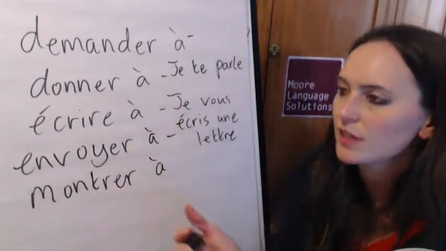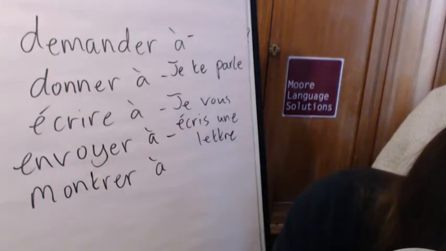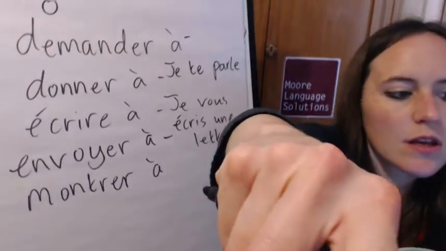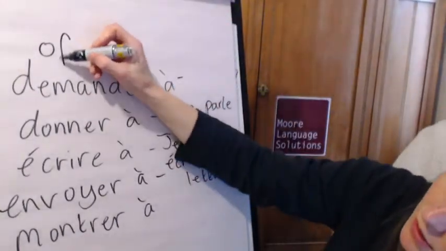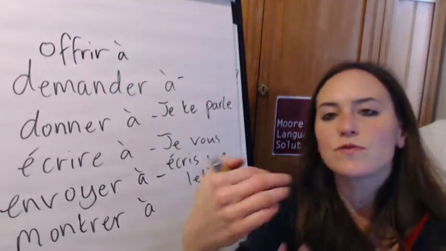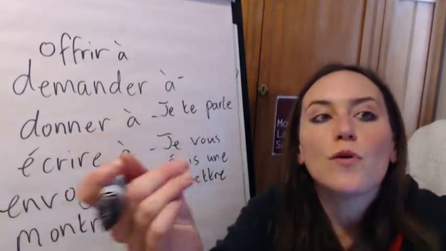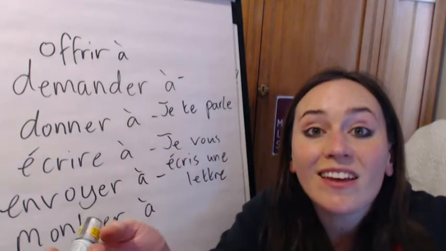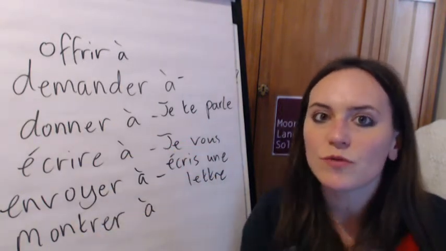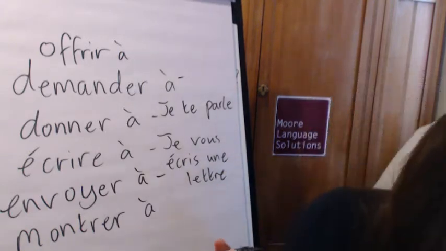Je vous montre le tableau blanc. I to you show the whiteboard. So here's one I mentioned before. Offrir. Offer to someone. Je vous offre un café. I to you offer a coffee. Or vous nous offrez un café. Vous nous offrez. So the nous means à nous. So you to us offer a coffee.